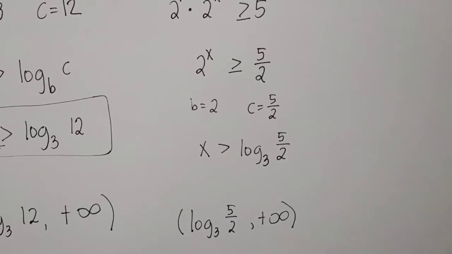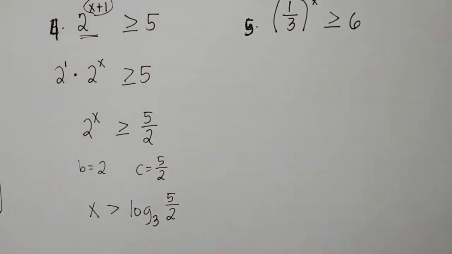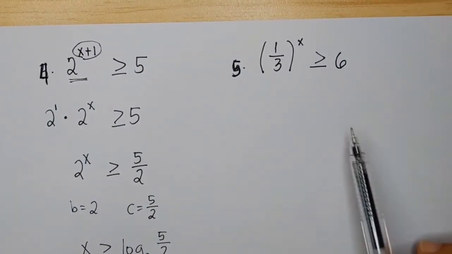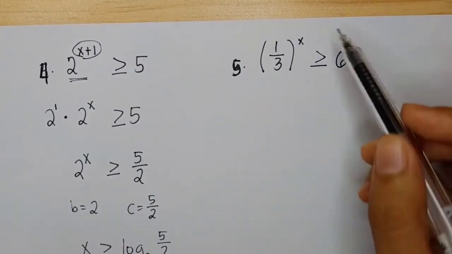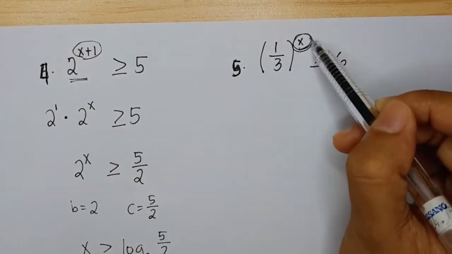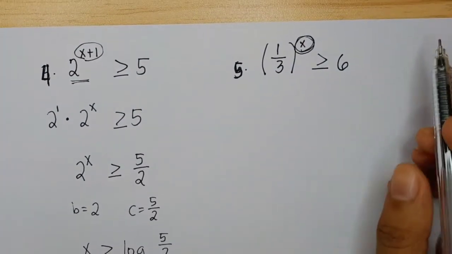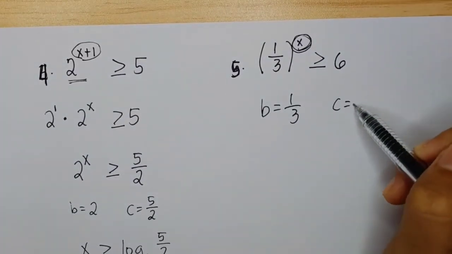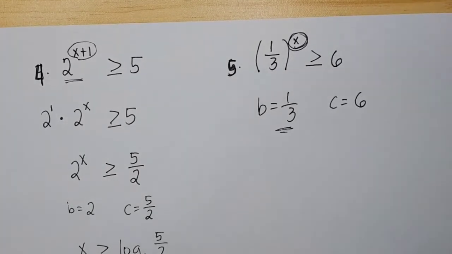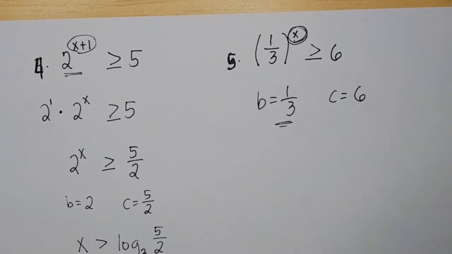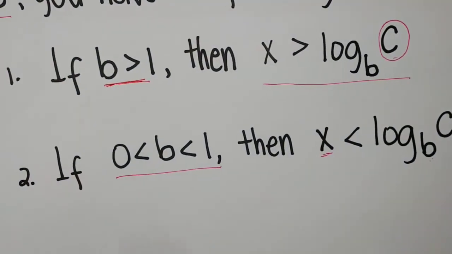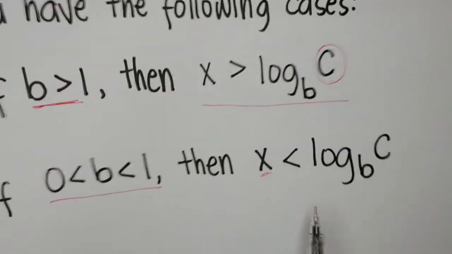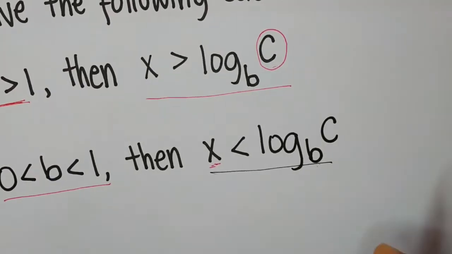Okay, proceed tayo sa last example. We have here example number 5. We have here 1/3 raised to the power of x is greater than or equal to 6. Okay, so okay na tayo. We have here our exponent is x na siya. So, identify na lang natin yung b. Yung b natin is 1/3. Yung c natin is 6. Take note na itong 1/3, kasali siya sa second condition natin. Dito siya na-belong. That is from 0 to 1. So, that is a fraction. So, dapat yung gawin natin is ito yung magiging basis natin.